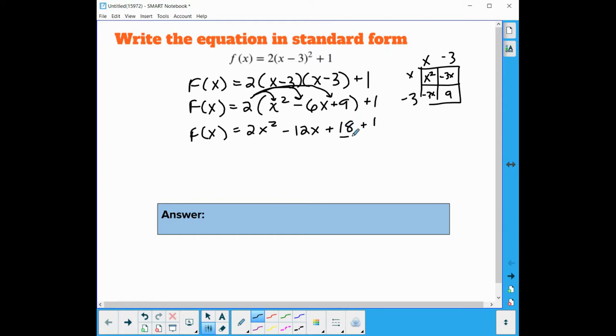And then the very last step, I have to combine those two like terms. And so I'll put it in the answer box. My answer is f of x equals 2x squared minus 12x plus 19. So again, we started in vertex form and we ended in standard form.